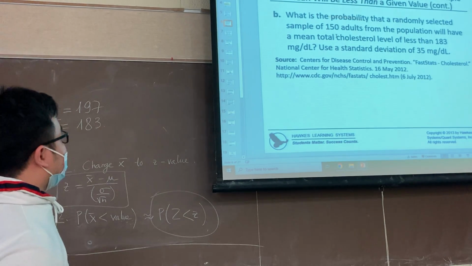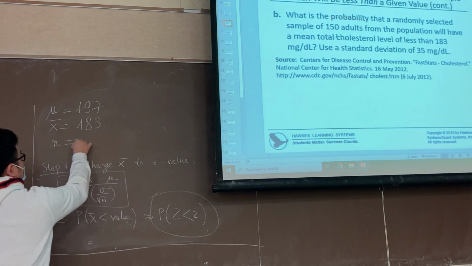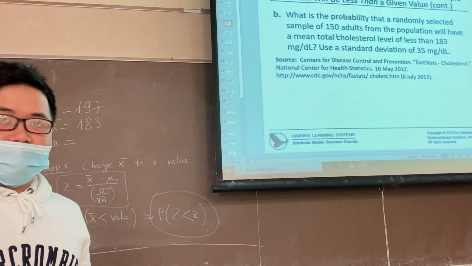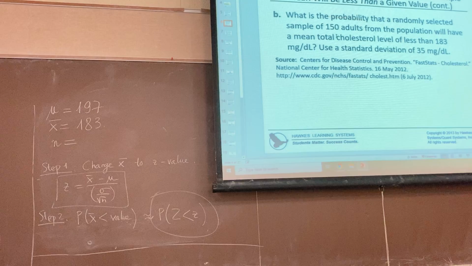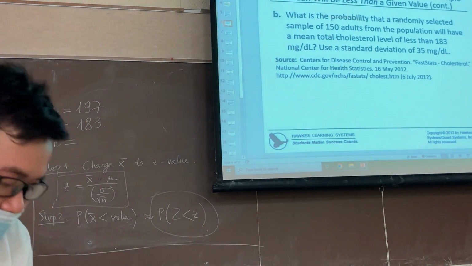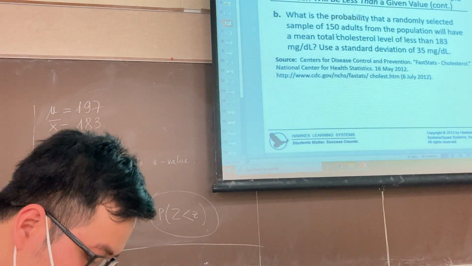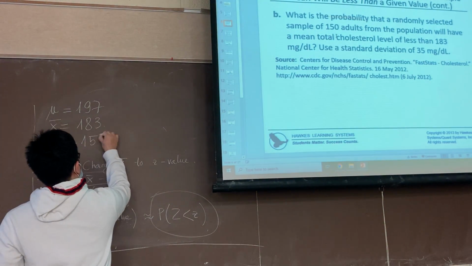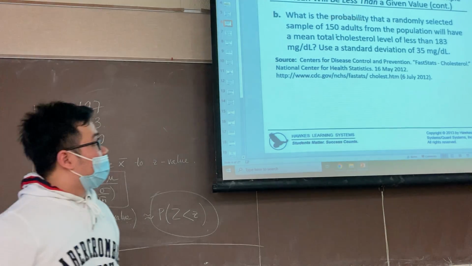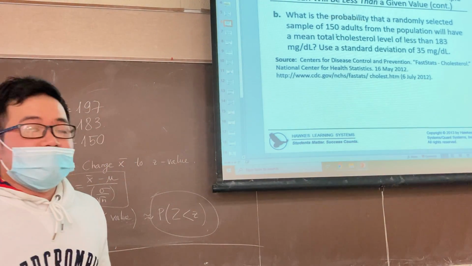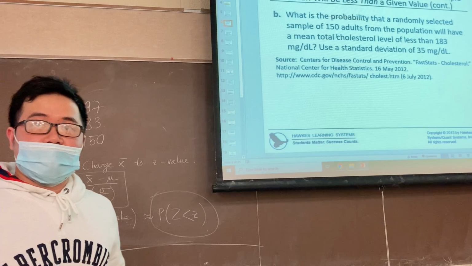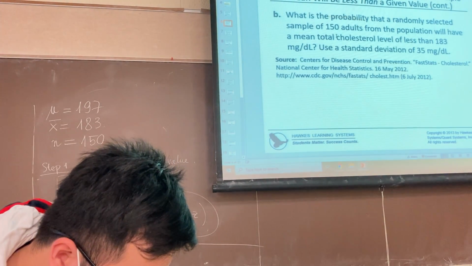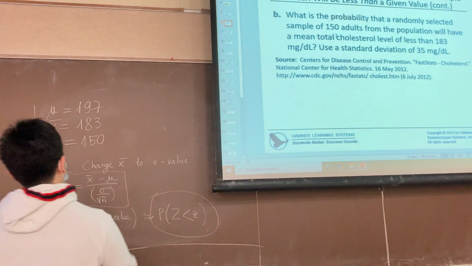And what about n here? What about the sample size in this case? 150. What's your name, please? Shreya. Okay, that's n, right? What about the standard deviation in this case? Tyler, right? Yes, 35. Okay, exactly. 35.